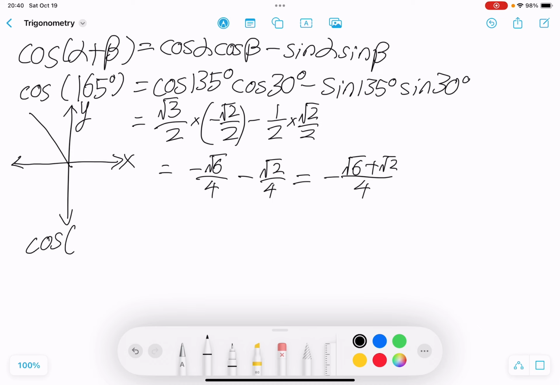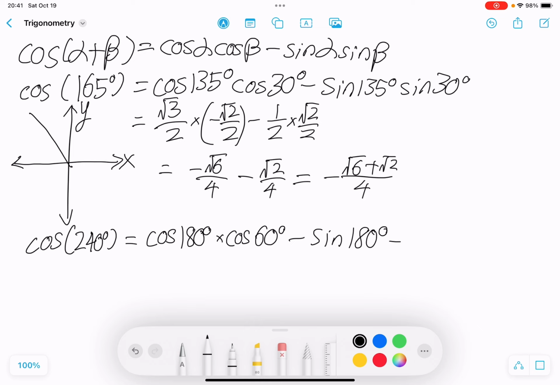And let's try another value. Let's say we want cosine, let's go with 240 degrees. We should know this by now if we draw a unit circle, but I'm just going to demonstrate this here. So this is cosine 180 degrees times cosine 60 degrees minus sine 180 degrees times sine 60 degrees.